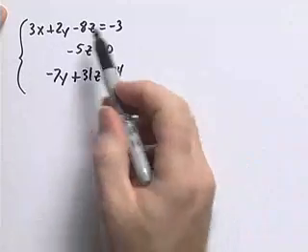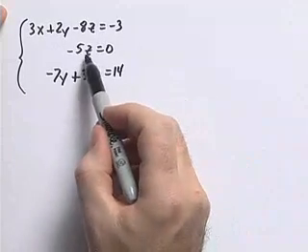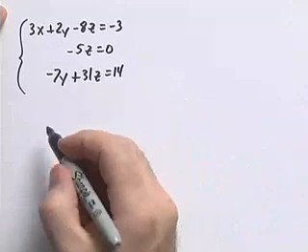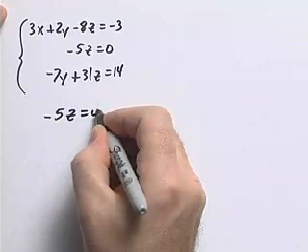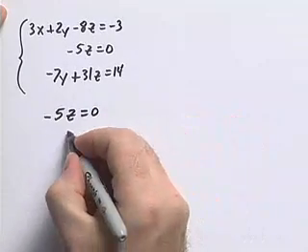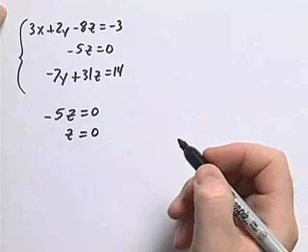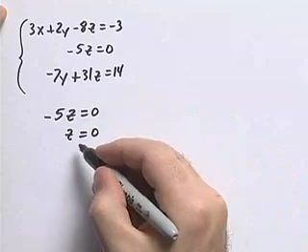If we look at our system, you see that this second equation only involves one variable. So we can easily solve that for z. Negative 5z equals 0. If we divide both sides by negative 5, it gives us z is equal to 0. So now we know what the value of z is.